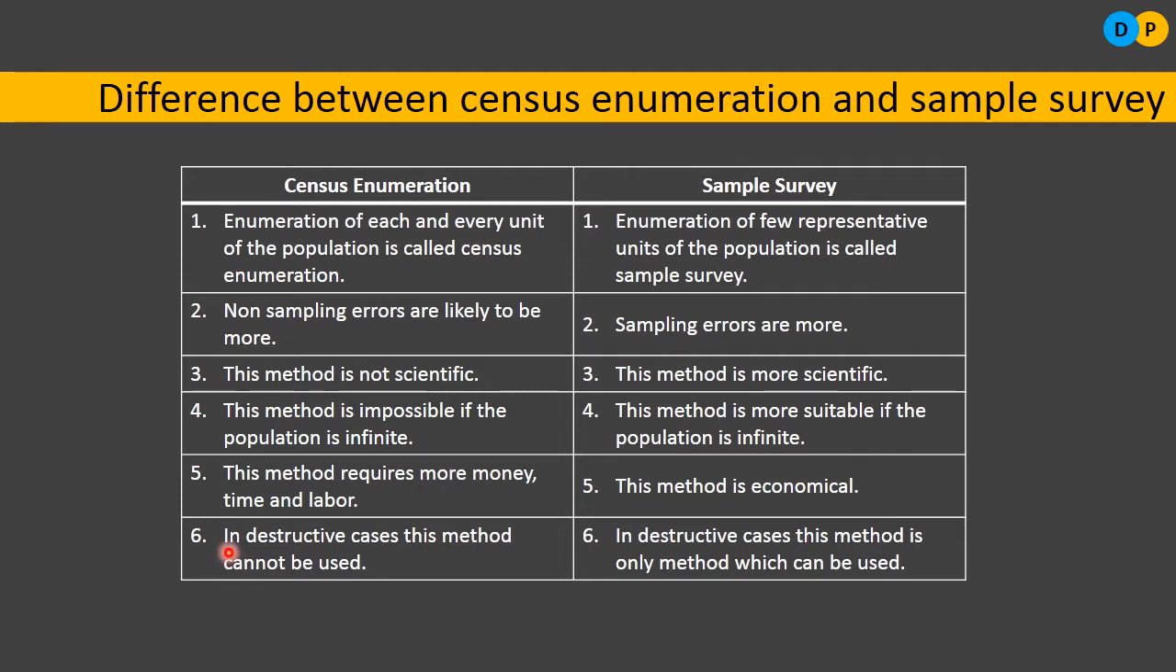Next, the fifth difference is that this method requires more money, time and labor. Of course, since there are too many units within the population, you need to reach out to each and every person, every unit, so it takes a lot of time, money and labor. On the sample survey side, this method is economical. Whenever the population is too huge and takes a lot of time, it can be minimized. You can reach out to all the units in a representative way by the sample survey method, which is also an economical one.